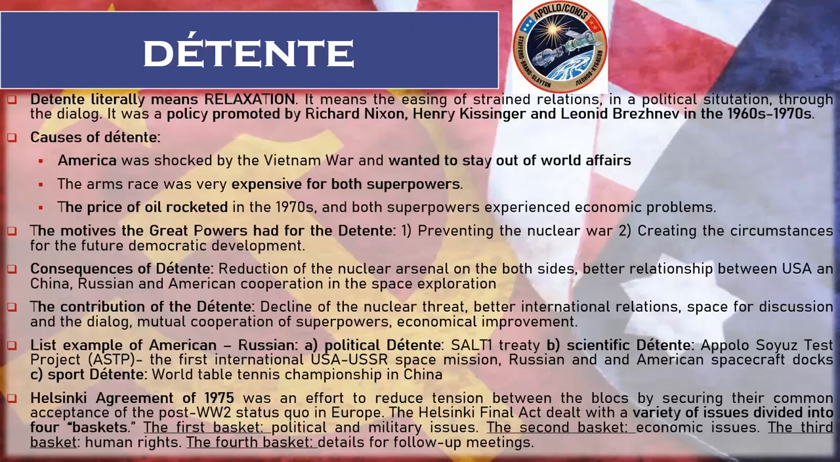The Helsinki Agreement was signed in 1975 by the Helsinki Final Act, and it reduced tensions between these two blocs. It consisted of a variety of issues divided into four baskets. The first basket was about political and military issues, the second basket about economic issues, the third basket human rights, and the fourth basket details for follow-up meetings.